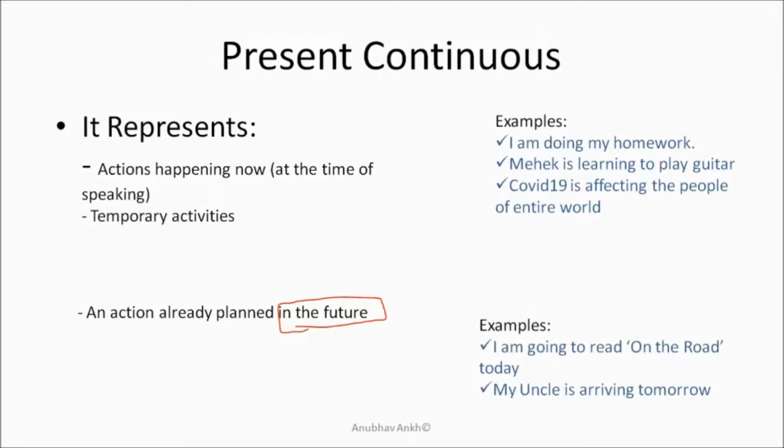Now On the Road is the name of the book. I am not currently doing it, okay, but I am going to read it. So whenever you see going to in a sentence, basically it's about future reference, something that you have planned. Clear? My uncle is arriving tomorrow. So it is not something that is happening right now. He is going to come tomorrow, but it has been planned already. So we use present continuous.